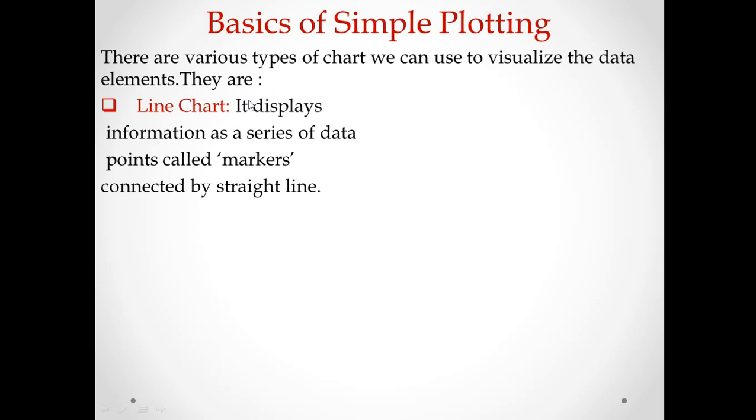first we will talk about the line chart. A line chart displays the information as a series of data points, and that series of data points is known as markers, which are connected by a straight line. You already have the idea of the different types of chart. Here also the same concept we will follow. So it is about the line chart.